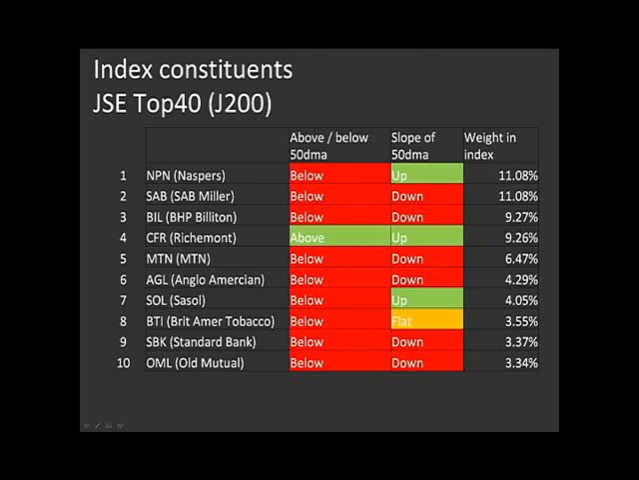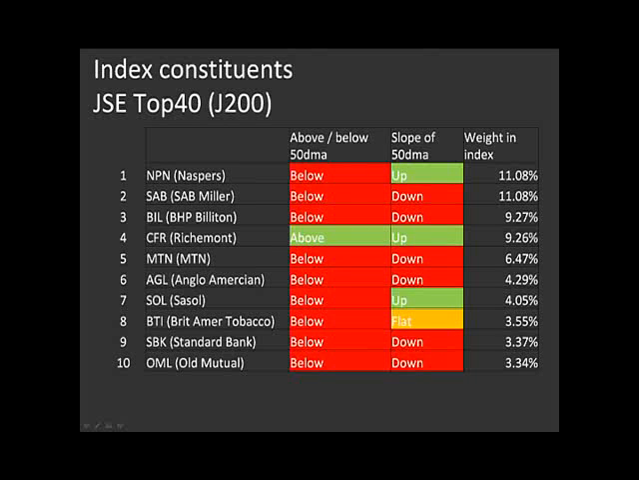But what I've done with this exercise is I've looked at each stock and said, is it above or below its 50-day moving average currently? And then in the second column there, what is the slope of the 50-day moving average? Is it pointing up, is it pointing down, or is it pointing pretty much flat or sideways? It's quite interesting to do this exercise and actually go through it, because it really breaks down the top 40, and you can actually see, looking at this, just how weak the overall constituents of the top 40 index are.